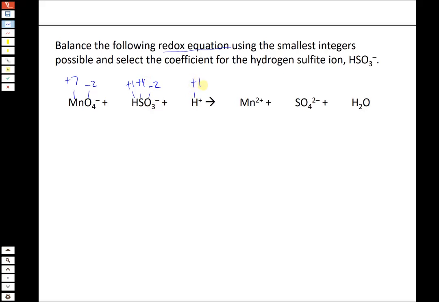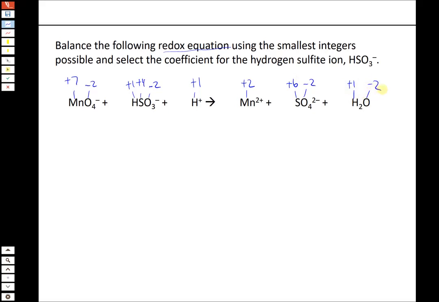And then on the product side, we have an ion by itself again, so the oxidation number is just the charge, +2. Sulfate, we have this time -2 for oxygen, that's 4 times -2 is -8. The sum has to be -2 for the overall charge, so that's going to be +6 for sulfur. And then our old friend water, +1 and -2.